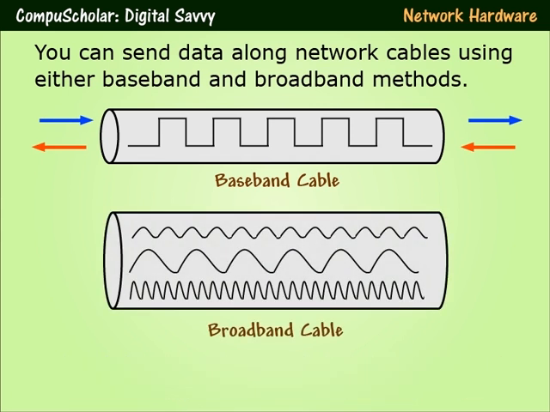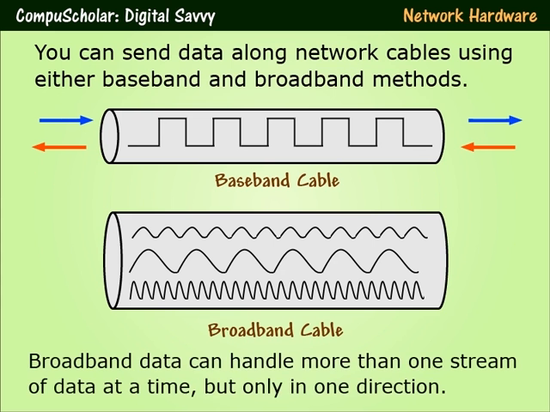Broadband cables, on the other hand, will send data in the form of an analog signal. This means the signal is separated into individual frequencies, which means you can place more than one data stream on the wire at the same time. However, broadband cables are only unidirectional. That means one channel can only be used to send or only be used to receive. You cannot do both at once like a baseband cable. If you want to do both, you'll have to use two cables or separate the cable into two frequencies, one for sending and one for receiving.